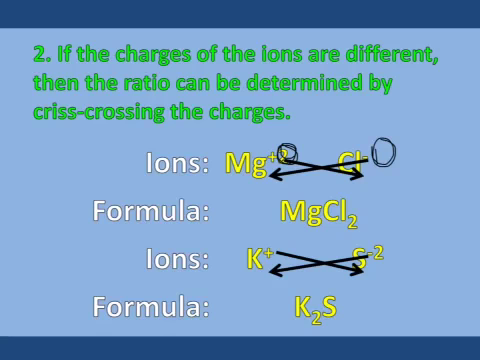The easy way to do it is we take the 2 off of magnesium and we put it to the bottom of chlorine. We take the 1 off of chlorine and we put it to the bottom of magnesium and we get MgCl2. Let's look at another example.